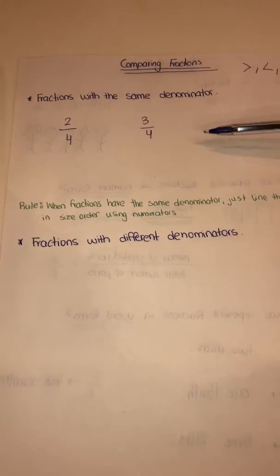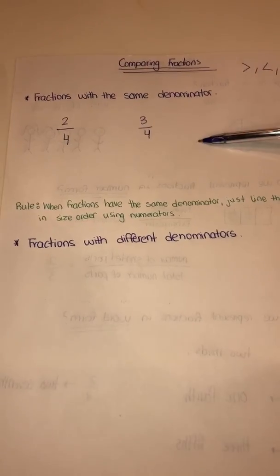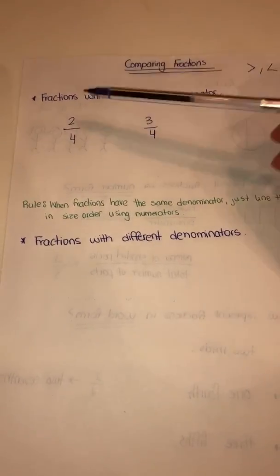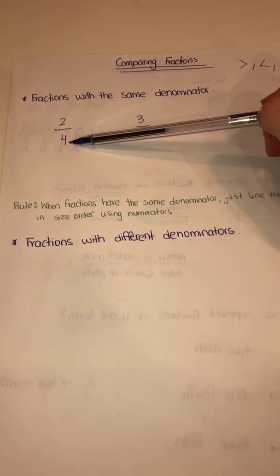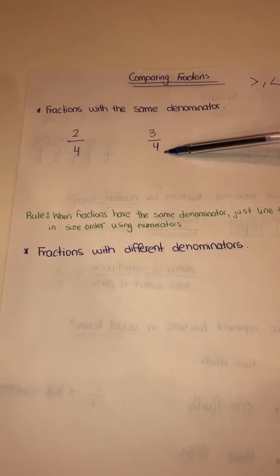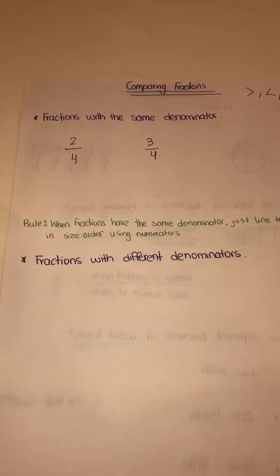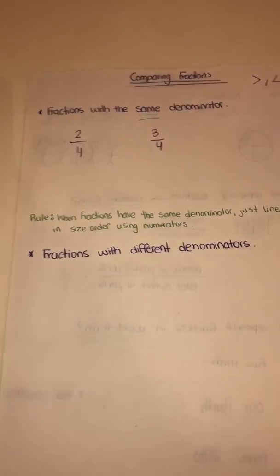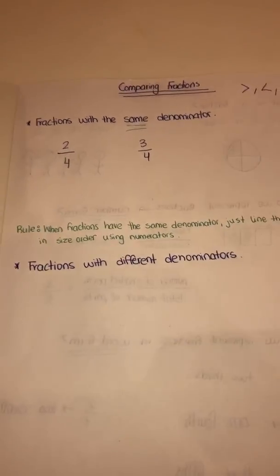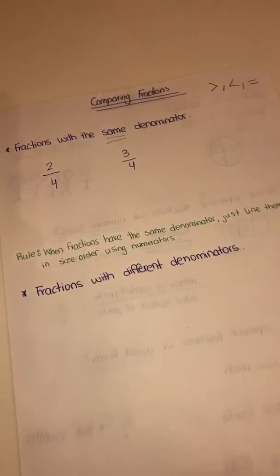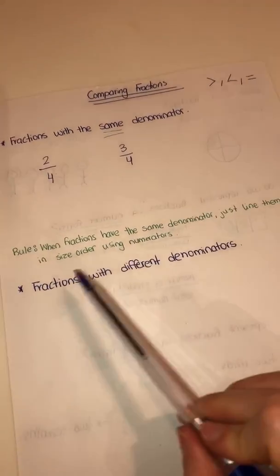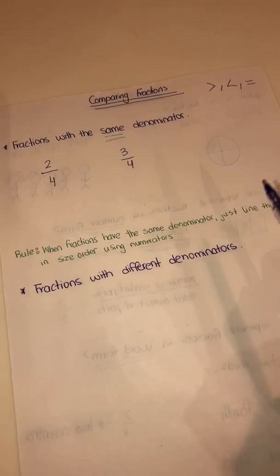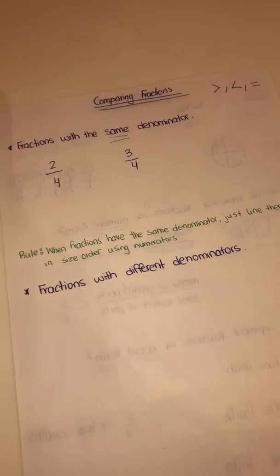So let's start with the first option, when I have fractions with the same denominator. As you can see, the denominator of the first fraction is 4, and the denominator of the second fraction is also 4. So they do have the same denominator. How do I compare these fractions in this case? How do I know which symbol to place in the middle? Of course, as you can see over here, we do have a rule, but we're going to start by drawing to understand the concept, and then we're going to use the rule.